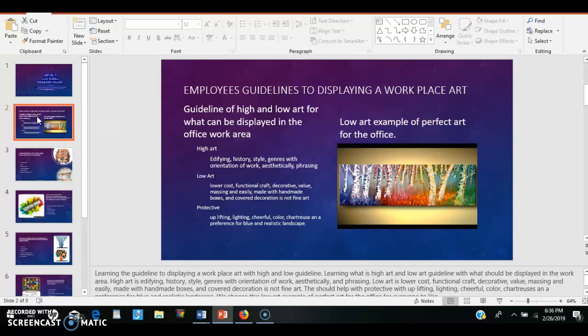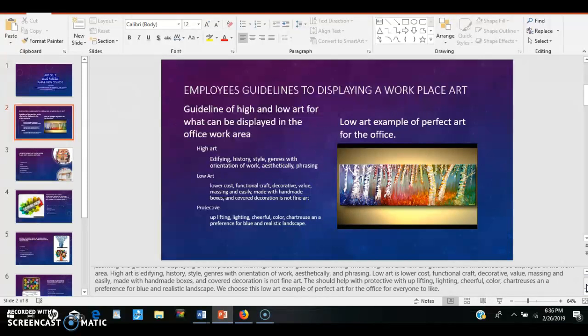Employees' guidelines to displaying workplace art. Guidelines of high and low art for what can be displayed in the office area. Learning the guidelines to displaying workplace art with high and low guidelines. Learning what is high art and low art, and what should be displayed in the workplace.